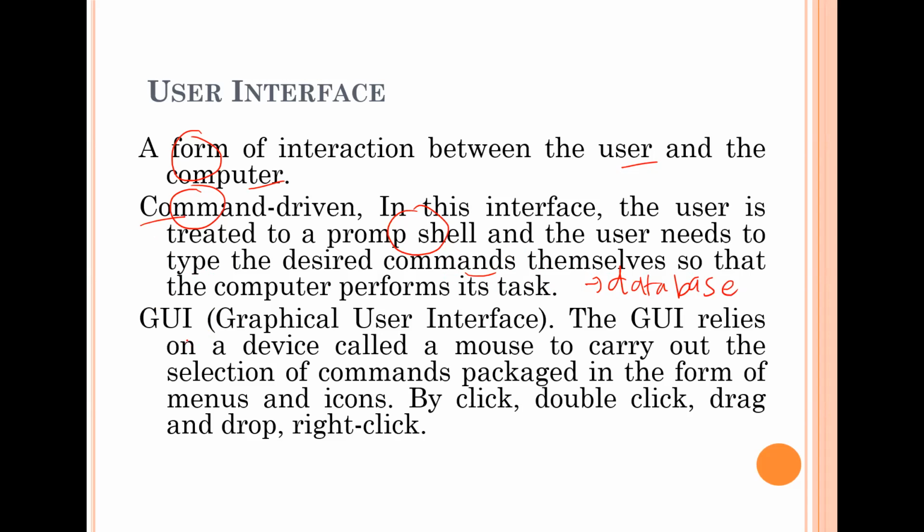And then the next one is GUI, or graphical user interface. GUI here relies on the interface, means that the user needs to do several things to make the menus or the icons work by clicking, double clicking, or dragging anything. So the menus or the commands might work by several activities.